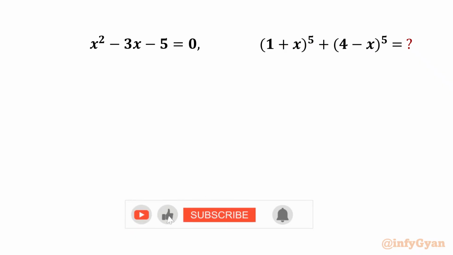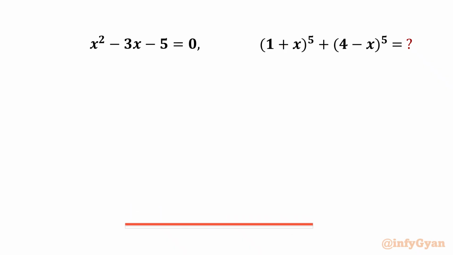Today in this video, we have another very interesting and challenging algebraic problem: (1 + x)^5 + (4 - x)^5. We have to evaluate it if x² - 3x - 5 = 0. So let's get started by considering this is our required expression E.